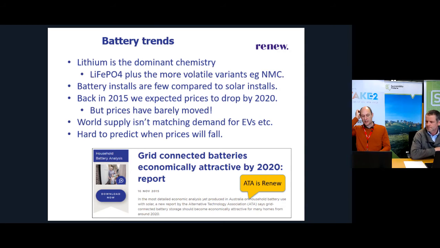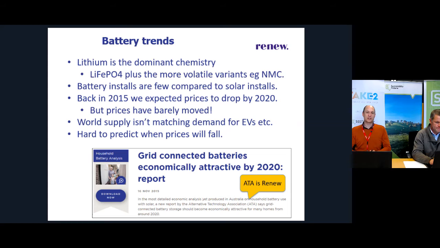Looking at the cost of batteries, we did a study on the economics of batteries for households in 2015, and that little picture at the bottom is about that study. We looked at all the analysts and gurus that had predictions for battery prices. They were talking about reductions of maybe 8% or 9% per year into the future. Based on that, we projected that by 2020, batteries for households might start to become generally economic. Unfortunately, those price reductions haven't really occurred.